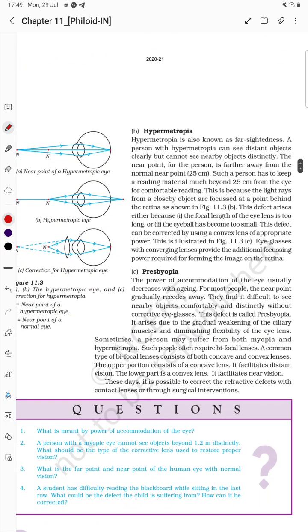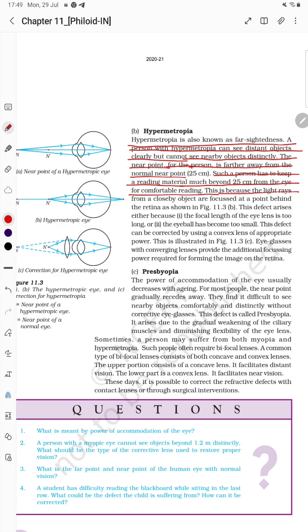Now let us do hypermetropia. Hypermetropia is also known as farsightedness. A person with hypermetropia can see the distant object clearly but cannot see the nearby object distinctly. The near point for the person is farther away from the normal point. Such a person has to keep the reading material much beyond 25 centimeters from the eye for comfortable reading.